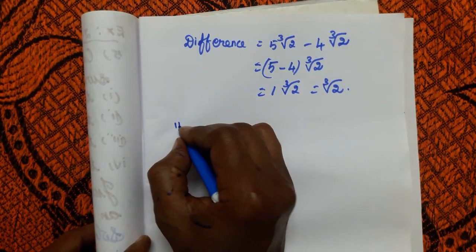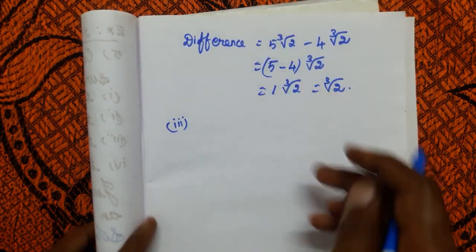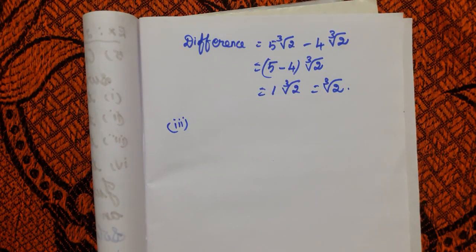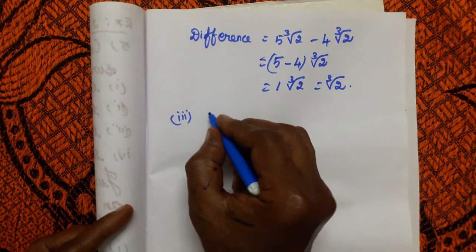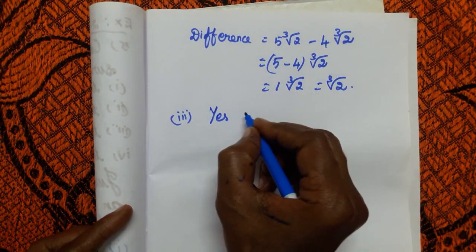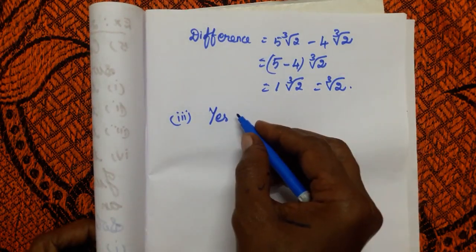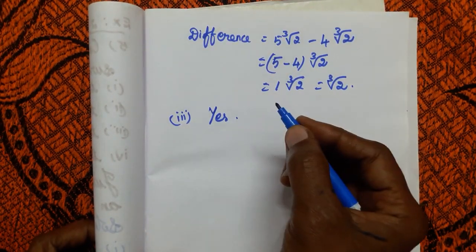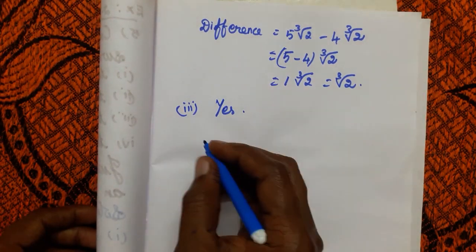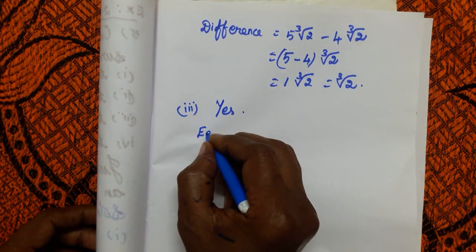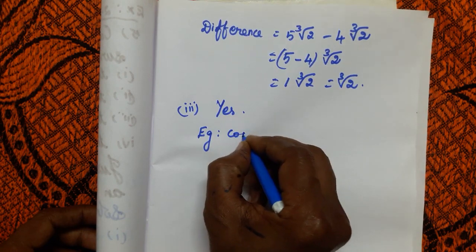Next, third question. Product. We have to find out the product. The product should be which number? Pure Z. Can we get it? Yes, we can get the product of two Z's to be a pure Z. We have to give one example. Example. Consider.